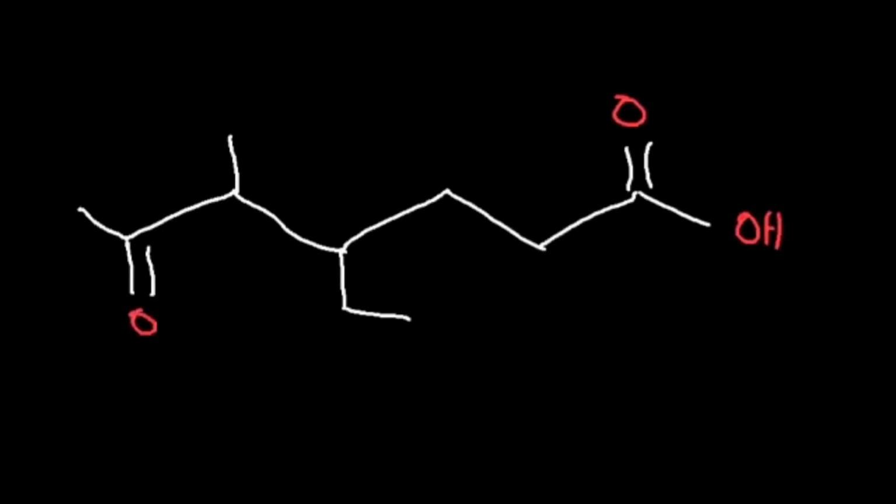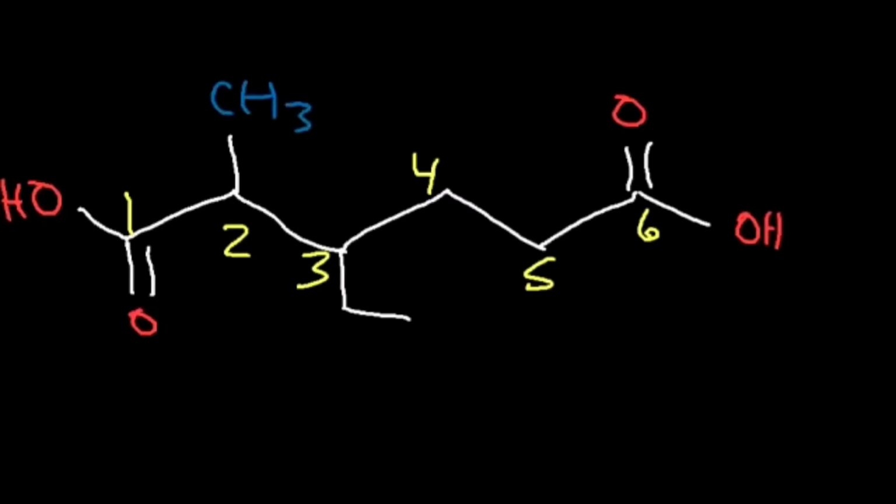So now that you understand how to name the last example, you can try this one. We want to start counting from the side that's closest to the methyl and the ethyl groups. So the methyl could be on carbon 2 and the ethyl could be on carbon 3, as opposed to it being on 4 and 5.